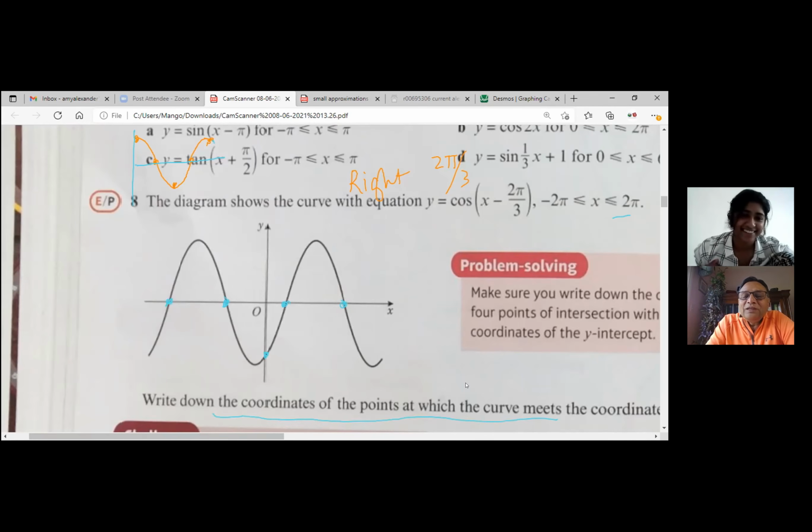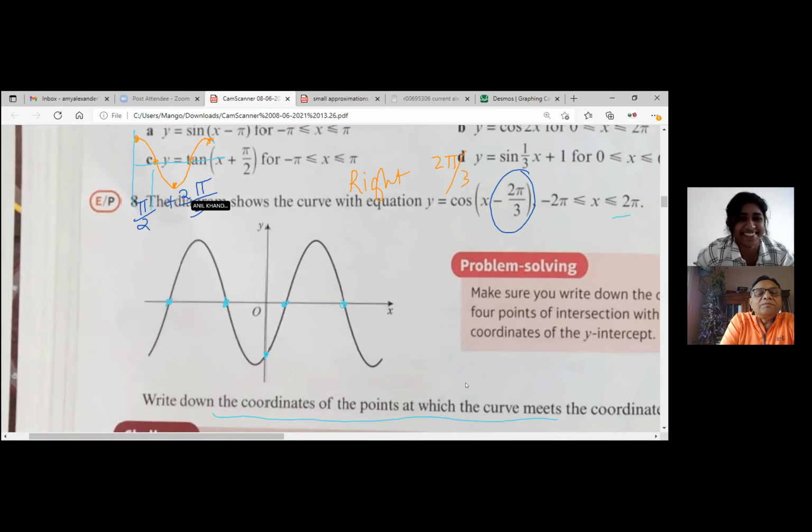Okay. So now, x-intercepts. All the x-intercepts move 2 pi by 3 to the right. That is what we have. Is that clear to you? Let's look at the first x-intercept, which is right there originally. What is the value of this x-intercept? It is pi over 2. Pi by 2, correct? So when you add this pi by 2 to 2 pi by 3, what do you get?